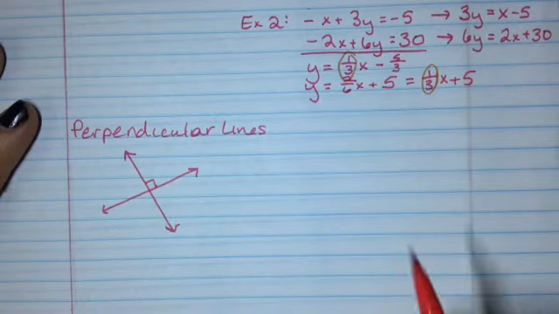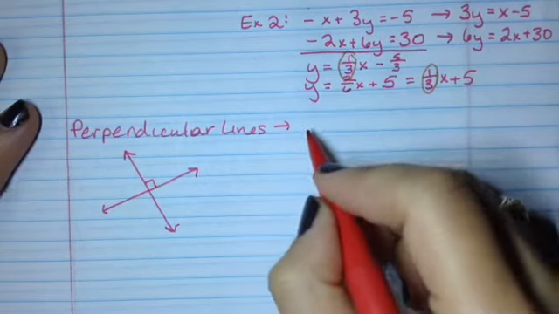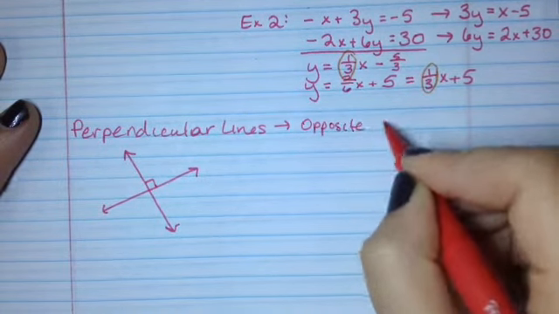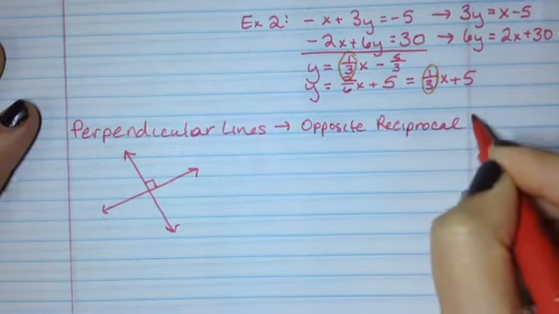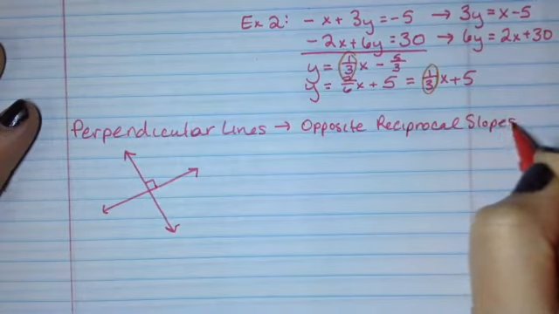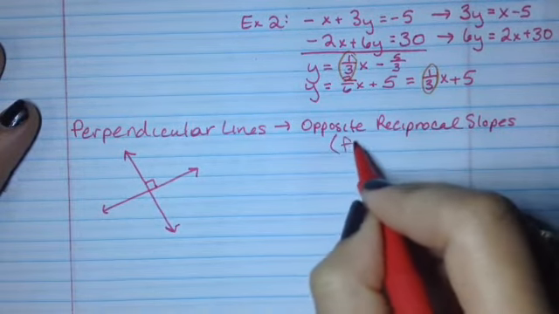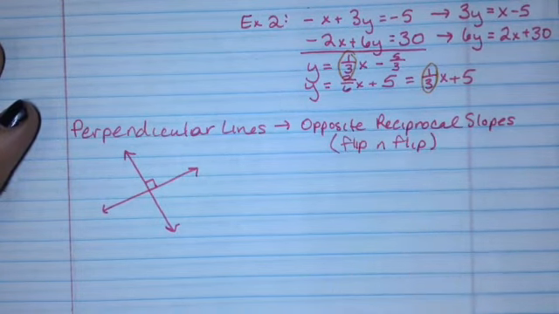In algebra, we have to know that these perpendicular lines have what are called opposite reciprocal slopes. Opposite reciprocal slopes. Okay, this is the flip and flip. Meaning we're going to flip both the sign and the fraction.